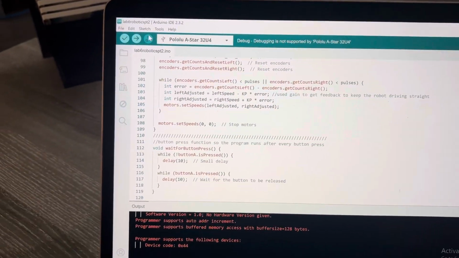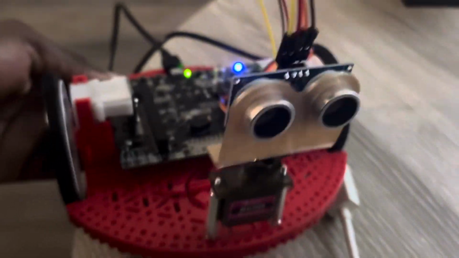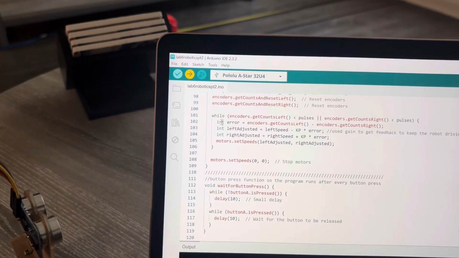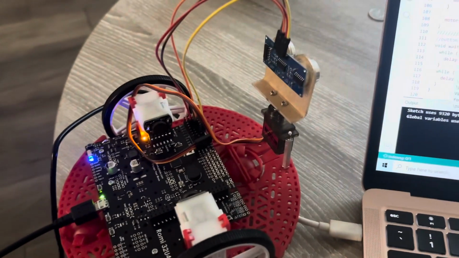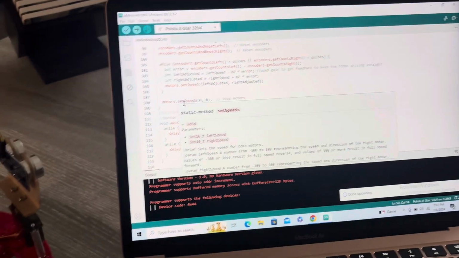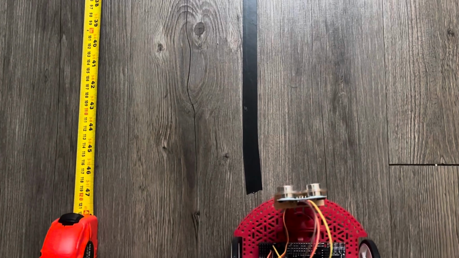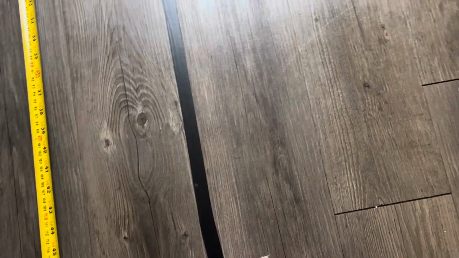So I'm going to upload my code to my robot over here. Also, I have the ultrasonic sensor at the front right here. So I'll upload my code. So I place it over here, have the 120. So I have the ultrasonic sensor at the 120.